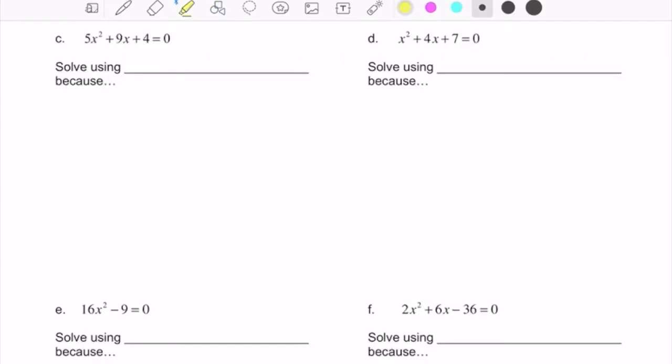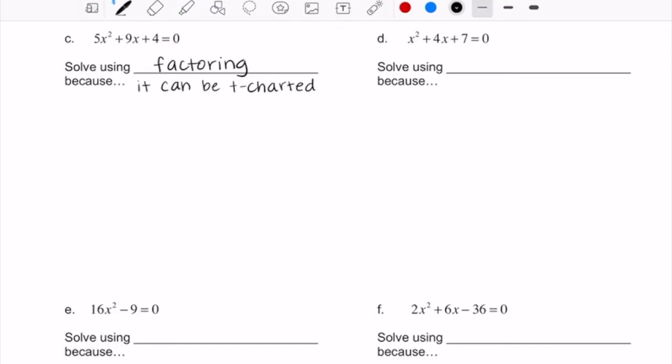All right, moving along, for example C, this one has a b term. Notice that the b is an odd number, so we know that completing the square would not be the best method to use to solve this equation. We could use the quadratic formula, but again on this one I'm going to choose factoring, and the reason to choose that is because it can be t-charted.